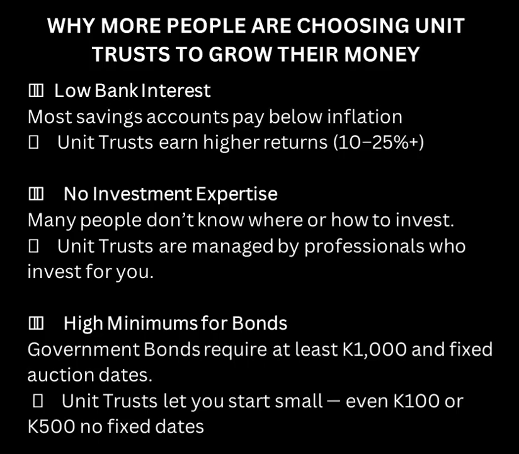So why are people choosing unit trusts to grow their money? First of all, people now have become educated. So they have known that putting money in a savings account is not profitable because the banks will give you a rate that is below the inflation rate. Currently, inflation is at 12.3%. If you don't believe me, go to your bank, ask them, on the savings account that you are giving me, how much interest are you going to give me? You will see that they'll give you a rate that is below the inflation rate. That's why we say it's not wise to put your money in a savings account.